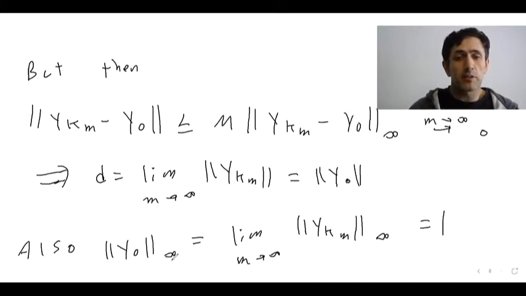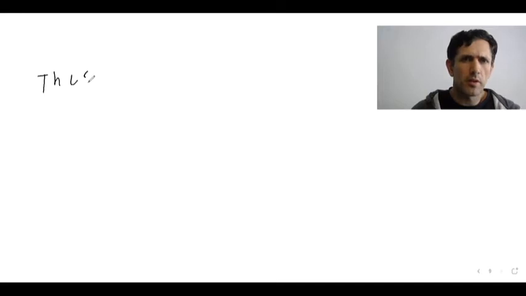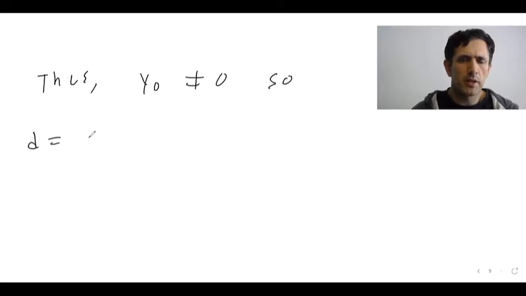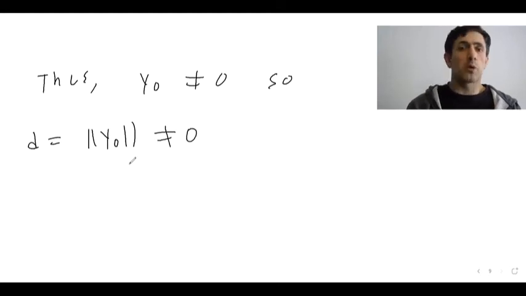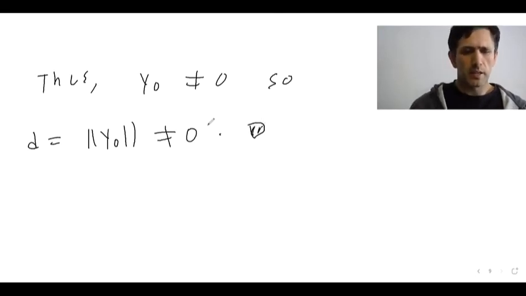In particular, this is a norm. The norm of this is not 0. We don't really care all that much that it's 1. We care that it's not 0, because the norm is not 0 if y is not 0. y_0 is not 0. So we just proved that D is not 0.